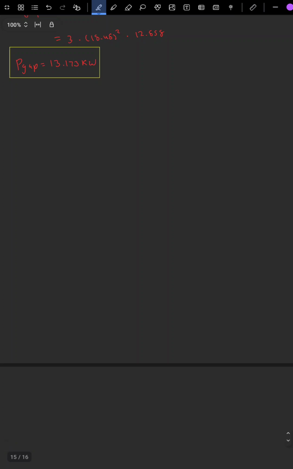So now that we have our P gap, we can find our P mech. P mech equals P gap multiplied by 1 minus the slip. So our P mech is going to equal 13.041 kilowatts.